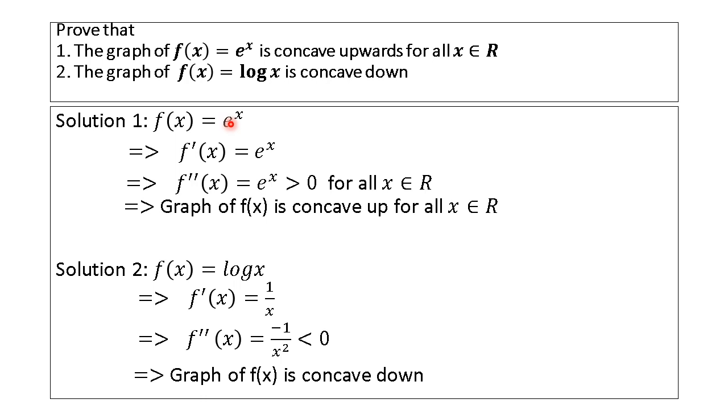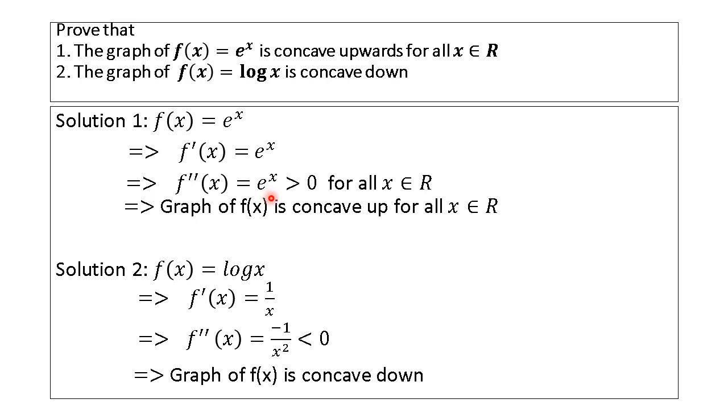Here, the function f of x is equal to e power x, it is just like a rock. If you go on differentiating infinitely many times, the value will never change. Therefore, the given function is f of x equal to e power x. Differentiating with respect to x, f dash of x is e power x. Again, f double dash, the second derivative of f of x, is again e power x.